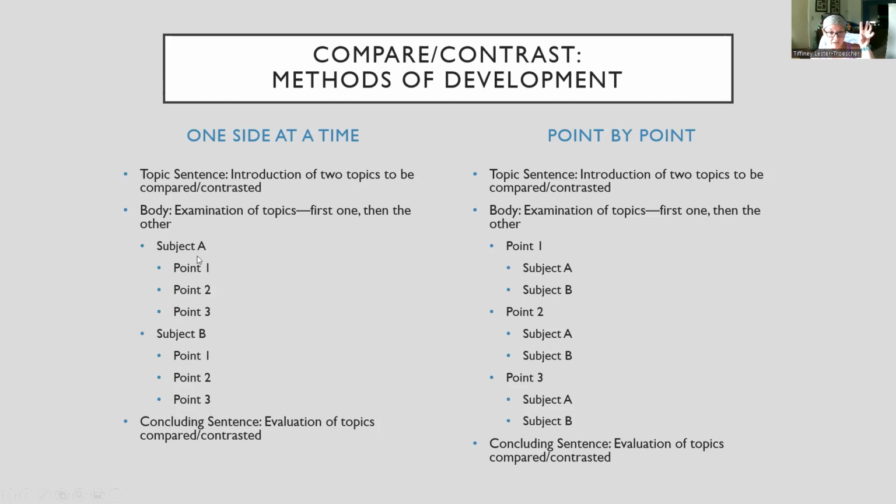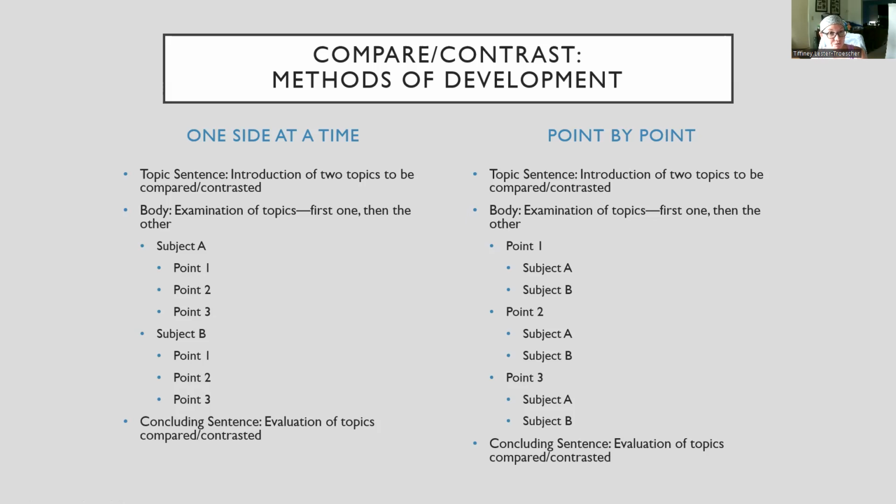So your first point about subject A, your second point about subject A, your third point about subject A, and then you switch and talk about subject B. And whatever you talked about in point one for subject A, you're going to talk about that same thing for point one in subject B. The point one, point two, and point three are the exact same in both sections, right?